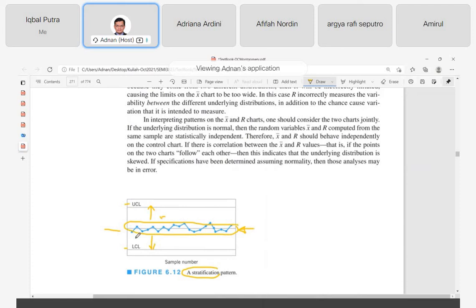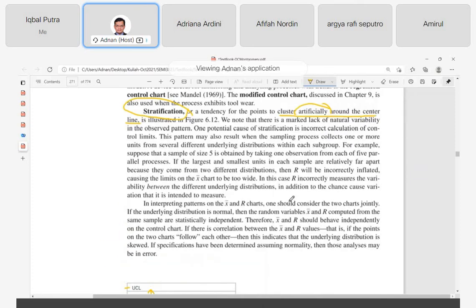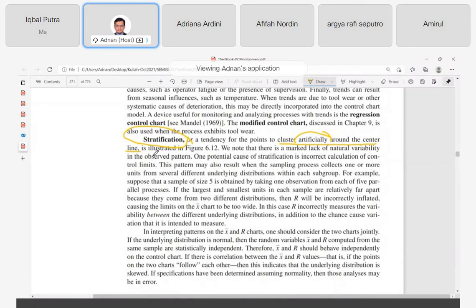It can be misleading. It looks good, but actually it is artificial only. Artificial around the center. So we know that there is a mark of lack of natural variability. We want natural variability. So in the case of stratification, it is not natural. It's not natural.